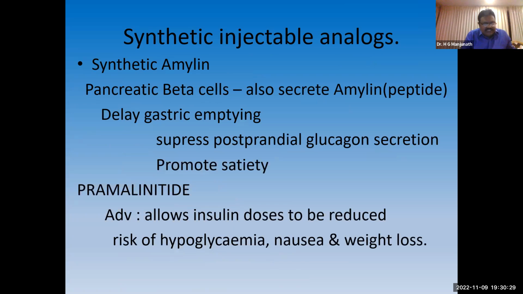There are some synthetic insulins also available in the market. Synthetic injectable analogs are also available, the first being synthetic amylin. What is amylin? The pancreatic beta cells not only secrete insulin, but also secrete another peptide hormone called amylin. The function of amylin is to delay gastric emptying, to suppress the postprandial secretion of glucagon, and to promote satiety. The only amylin analog available in the market is pramlintide. The advantage of pramlintide is that it allows the insulin doses to be reduced, but there is always the risk of hypoglycemia, nausea and vomiting, and weight loss.